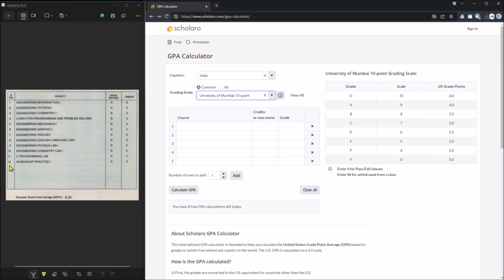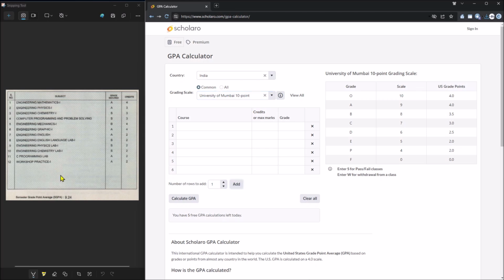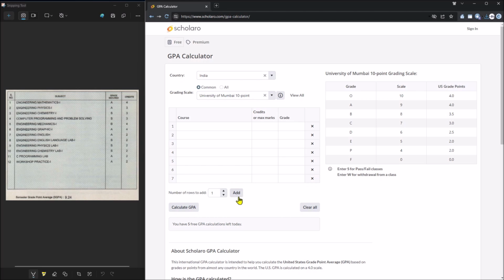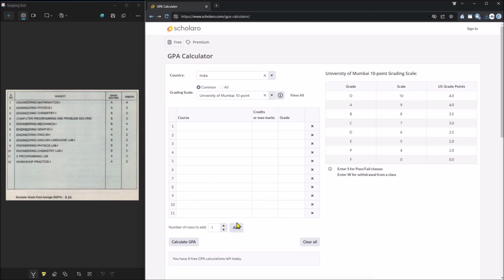Now here we are converting around 12 courses. When you are calculating your GPA using this GPA calculator, you need to enter all the courses' information. So if you are calculating the GPA for your bachelor's, you are supposed to enter all of the courses in your bachelor's for 4 years. But I'm taking an example of 12 in order to save time.